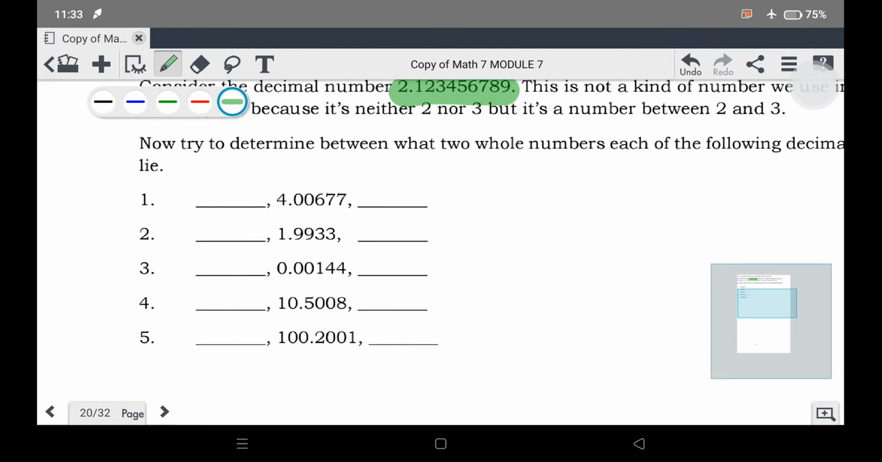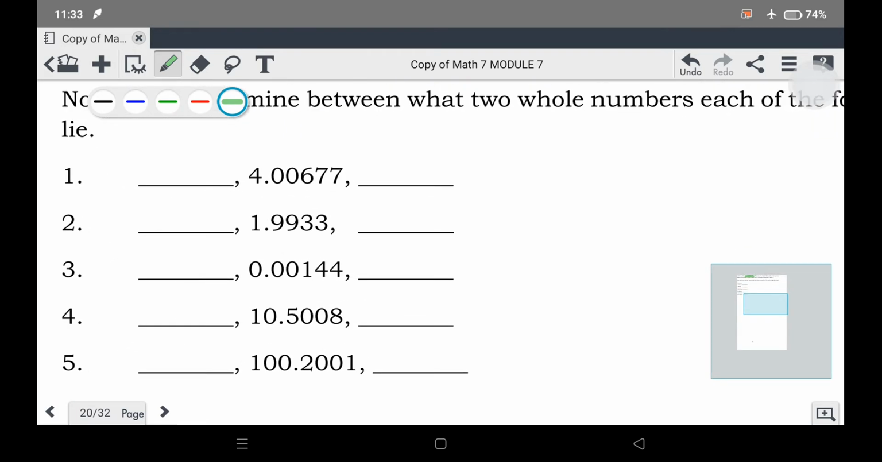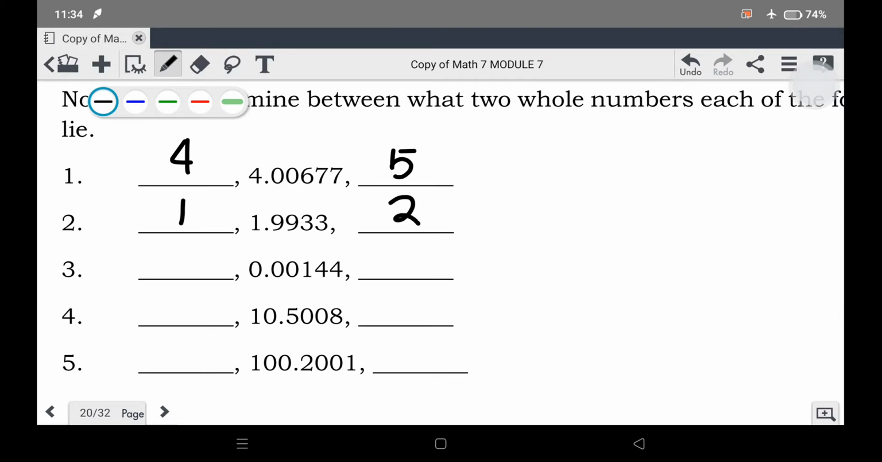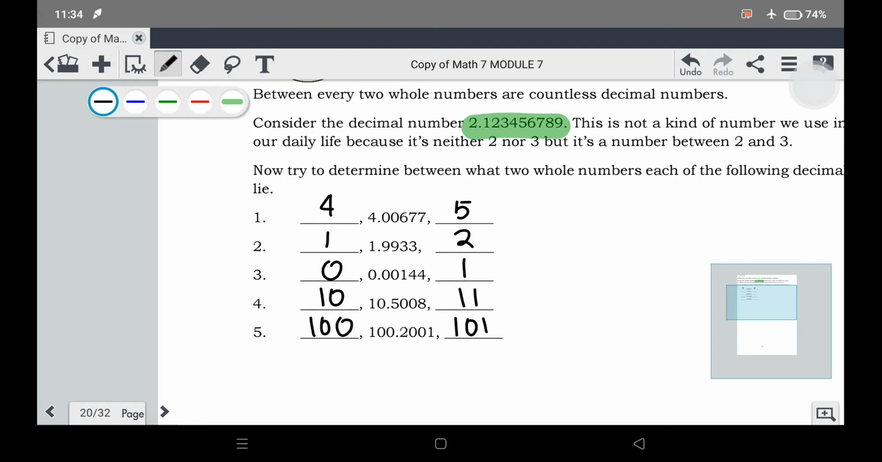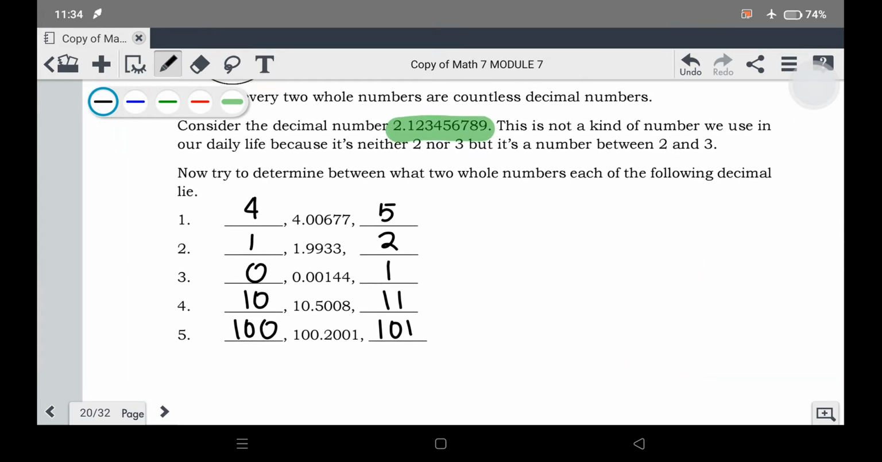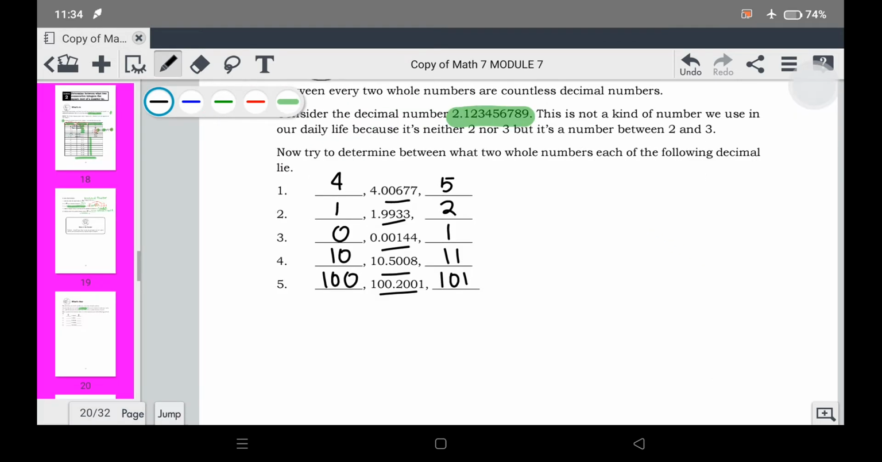Okay, let's answer this one. So where can we see 4.00677? Between what two numbers? Of course, it can be seen between 4 and 5. For number 2, we have 1 and 2. Number 3, 0 and 1. Number 4, you have 10 and 11. And number 5, you have 100 and 101. So that's how you are going to look for two numbers where the decimal or a given number lies in between.